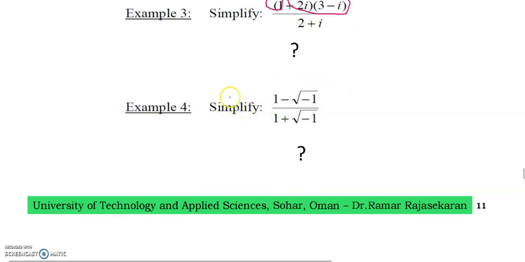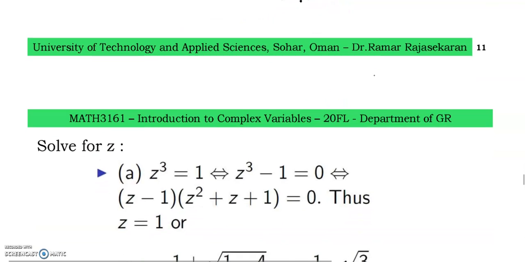Now you have to simplify this expression. Here be careful when you do this part. What is square root of minus 1? You go to the definition and think and apply the value for square root of minus 1, then simplify it, then finally find the value of this expression.